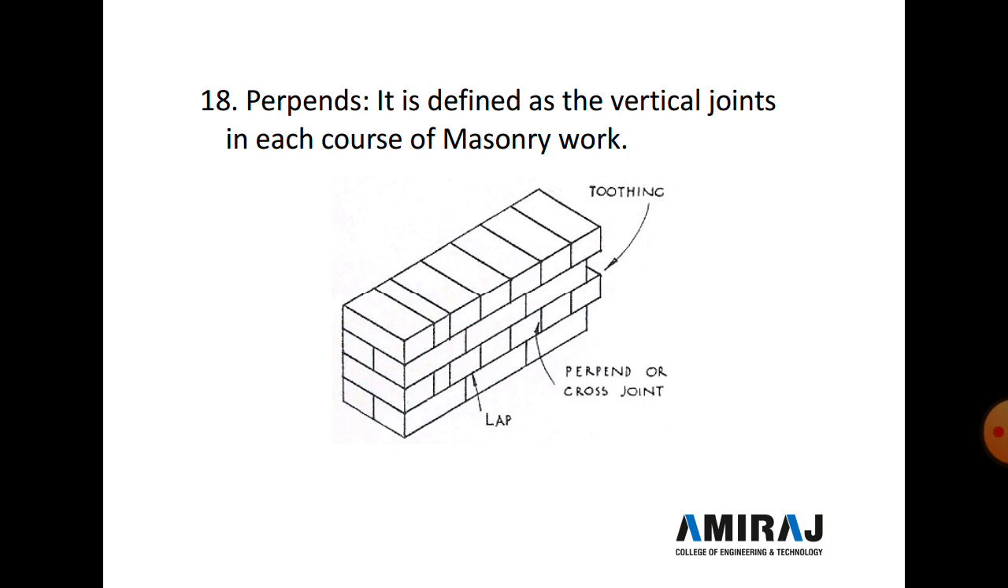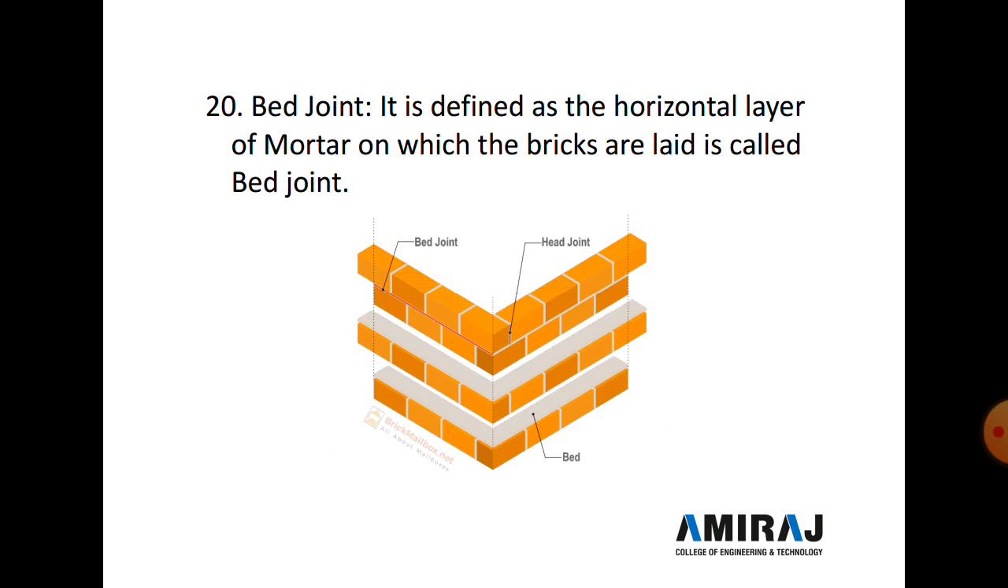Next is a perpend. Perpend is defined as a vertical joint in each course of masonry. See this figure. It is defined as a vertical joint in each course. Another definition is a bed joint. It is defined as a horizontal layer of mortar on which bricks are laid, known as a bed joint. We already discussed the bed joint.